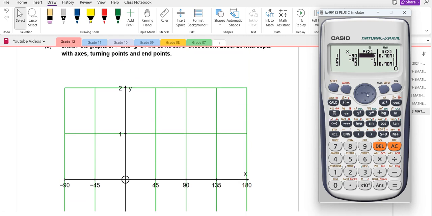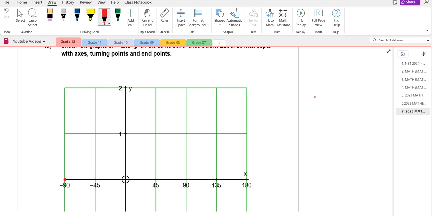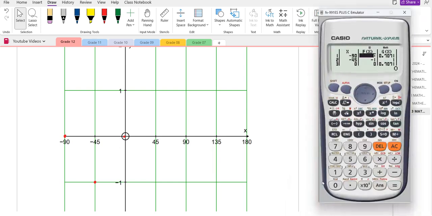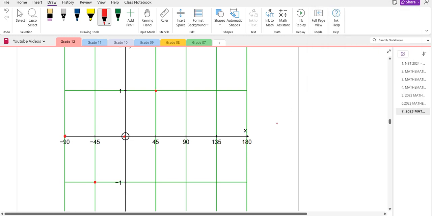At minus 90, f of x is 0, then minus 1, then 0. 0, minus 1, 0. I'm just looking at the graph of f. 0, minus 1, and 0. Then I have 1, 0, minus 1, 0. 1, 0, minus 1, and 0. Right, so we can sketch this graph of f of x.